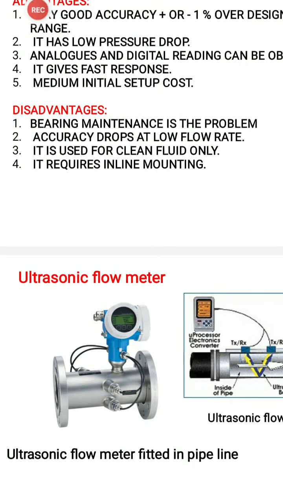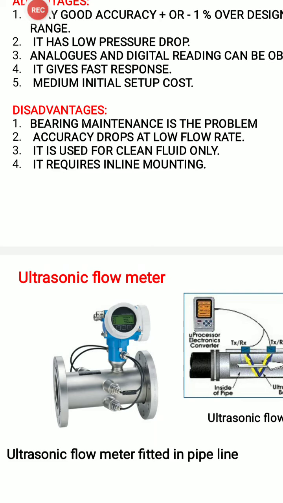Disadvantages: bearing maintenance is the problem because it may be mounted inside the pipe. Accuracy drops at low flow rate. Just imagine when the water is flowing only half full in the pipe, the upper side of the blades is not subjected to the fluid pressure, so energy imparted is less. So of course it is rotating with the speed in error. So it is used for clean fluid only.